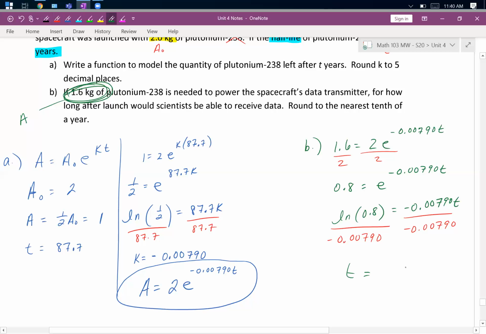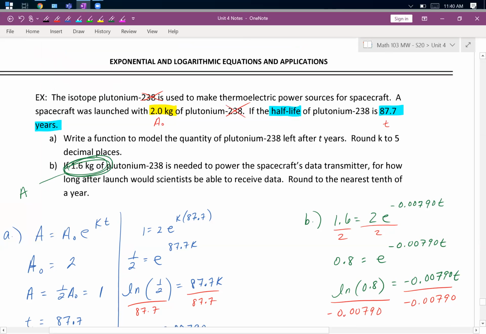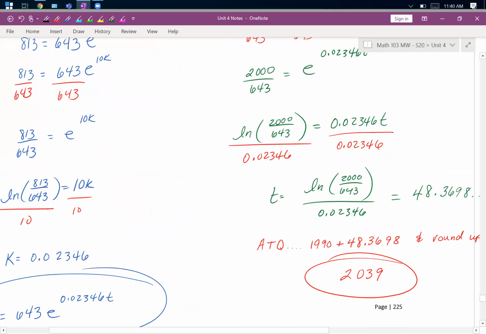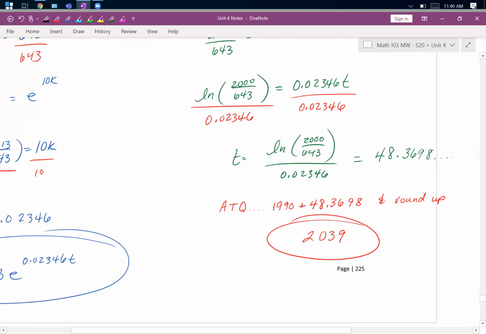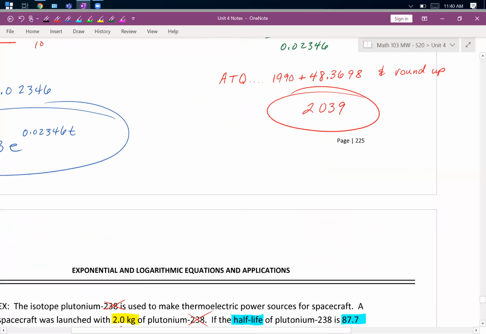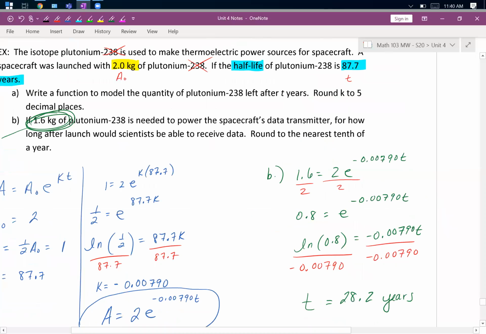We get t to be equal to, and it says round to the nearest tenth of a year, so 28.2 years. This problem is different than the population growth one here for Africa, where we talked about how we always round up because they were asking for a calendar year. That's not happening in this example. They just want to know how many years go by until that happens.